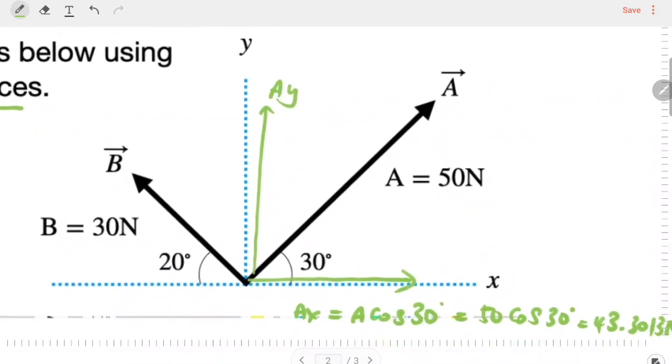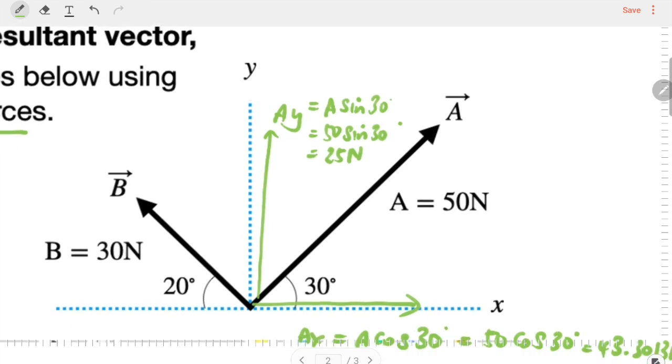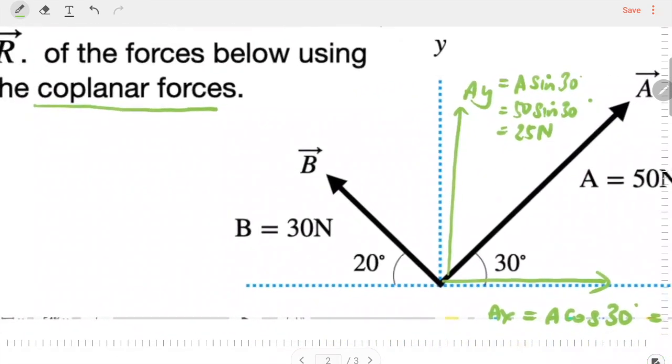Okay, now you can also calculate the magnitude of AY using the formula A sine 30 degrees. So A is 50, use your calculator and you will get the magnitude of AY to be 25 Newton. Okay, A is settled. Now similarly, you have to split vector B into BX and also BY.